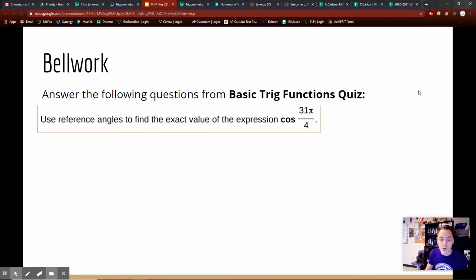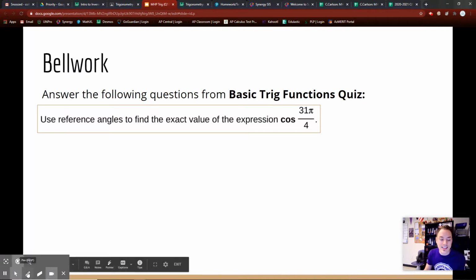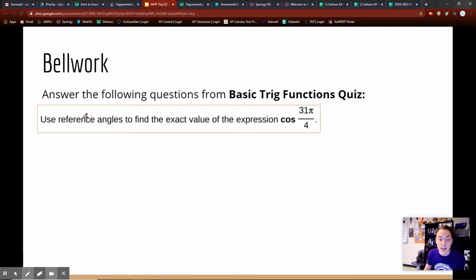The first one is use reference angles to find the exact value. Now notice how it says the exact value. It doesn't say just find the reference angle. If they said find the reference angle, then we would just be finding an angle. But they want the exact value, which means they want this evaluated. They want a side length. So there's a couple ways to do it.